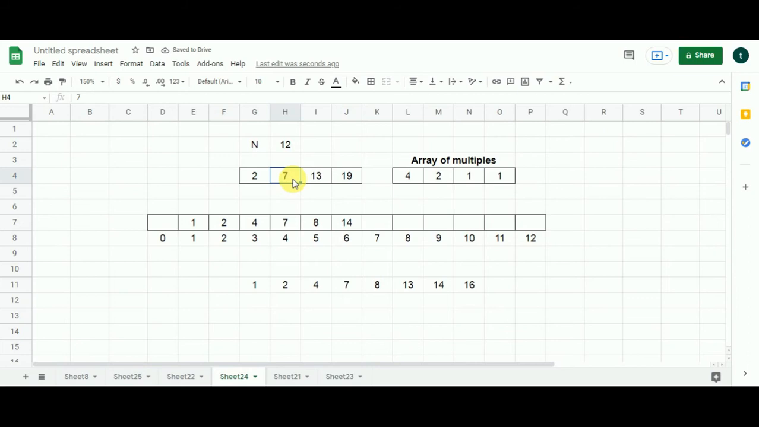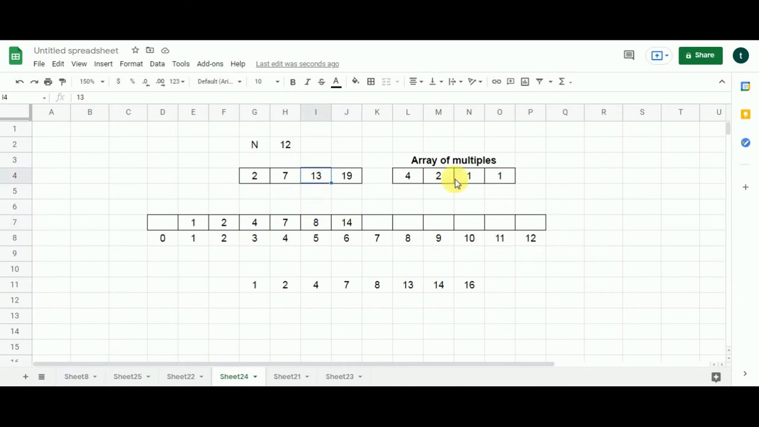We have 7 over here and the index here is 2. Let's check the value at index 2. It is 2. 2 multiplied by 7 is going to give me 14 again. Now 14 is already present here, so it is not replaceable with 14. That doesn't make sense at all. We move to the next number in the array of primes.